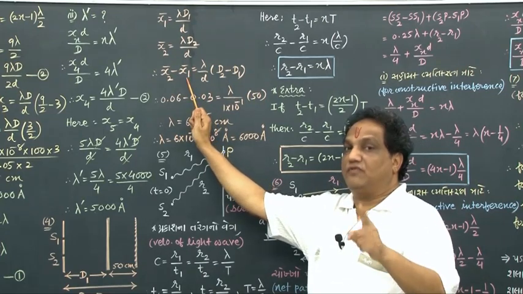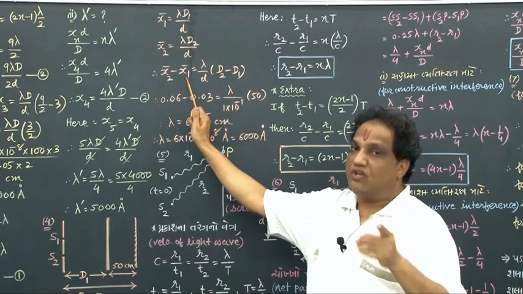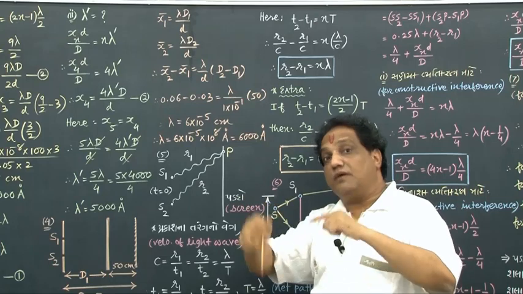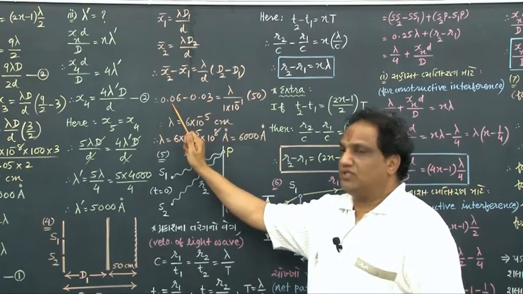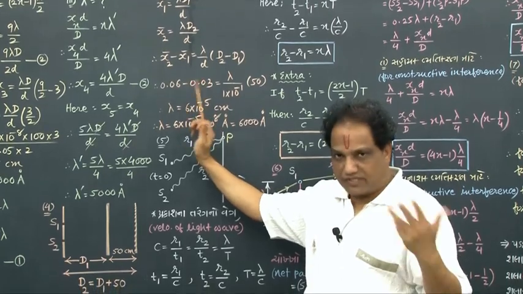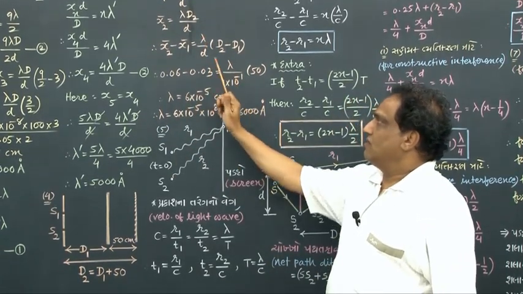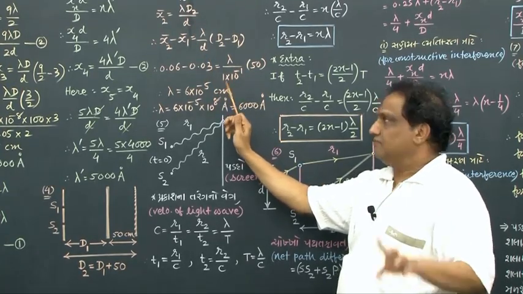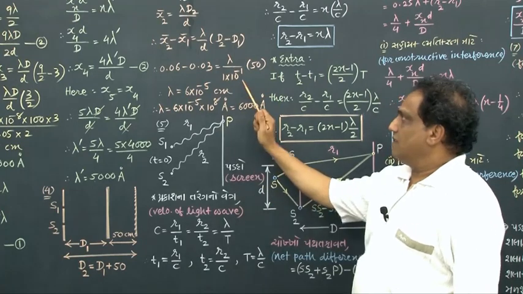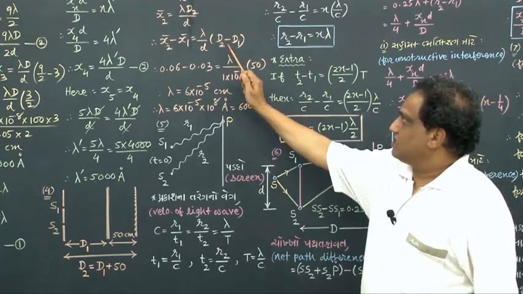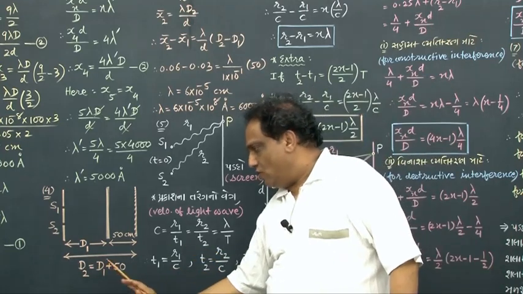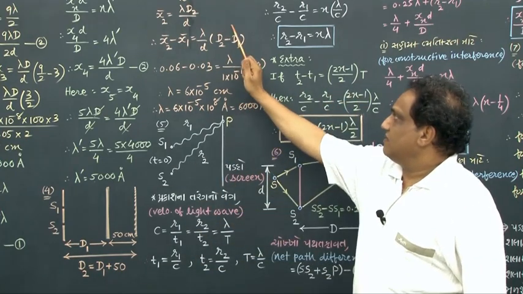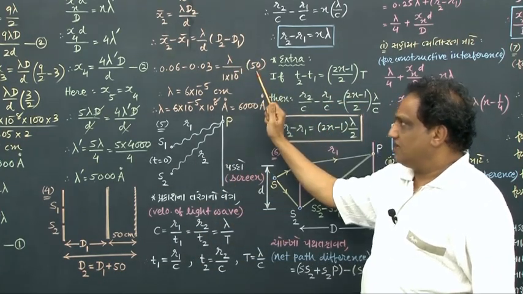Now what is x1 bar? The first value of the distance between two consecutive bright or dark fringes, which they have given in the statement, is 0.03 centimeter. Later that distance becomes double, so it will be 0.06. Lambda we are looking for. Small d, the distance between the two slits, is given as 1 millimeter. Convert millimeter into centimeter by multiplying by 10 raised to minus 1. What is d2 minus d1 from here? It will be 50. So d2 minus d1 gives the displacement of the screen, which is 50 centimeter.